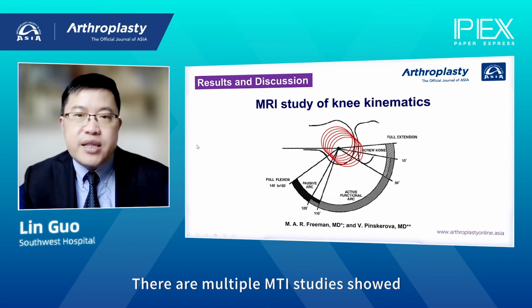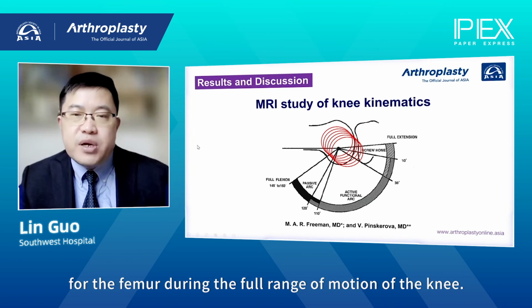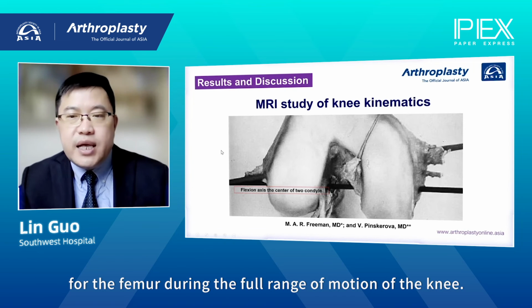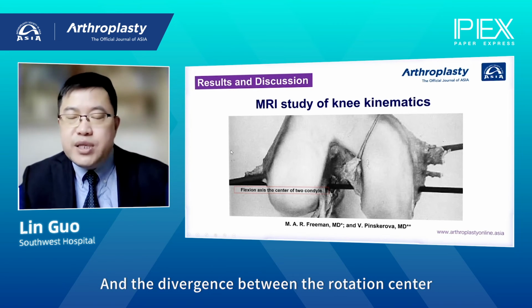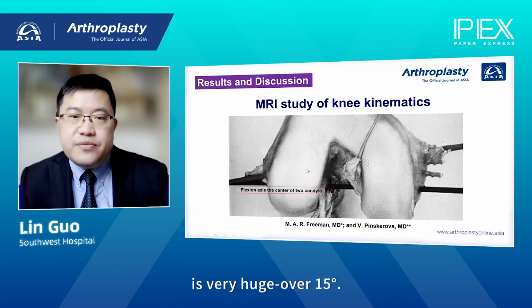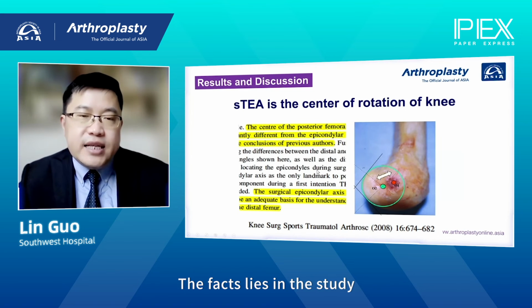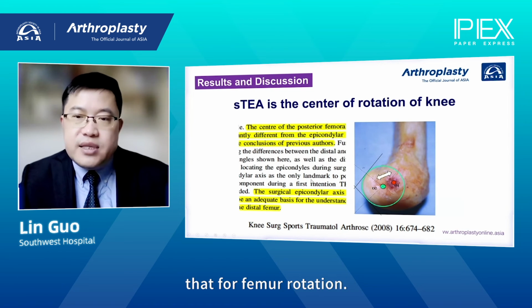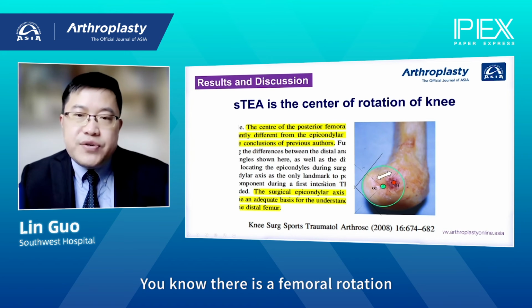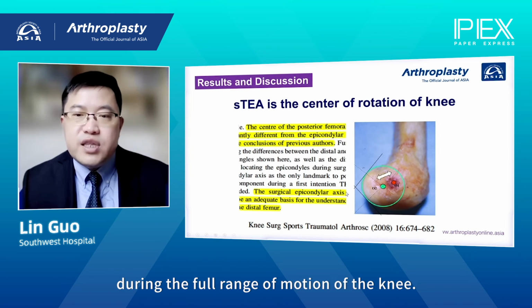There are multiple MR studies showing there are actually multiple rotating centers for the femur during the full range of motion of the knee. And the divergence between the rotating centers is very huge, over 15 degrees. The fact lies in the study that there is femur rotation, and the femur rotation relative to the tibia during the full range of motion of the knee.